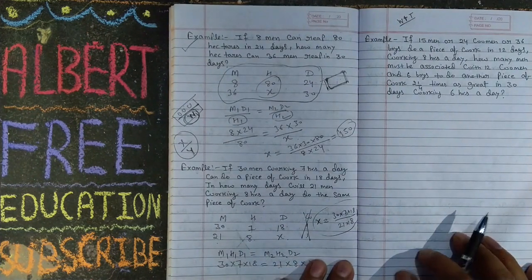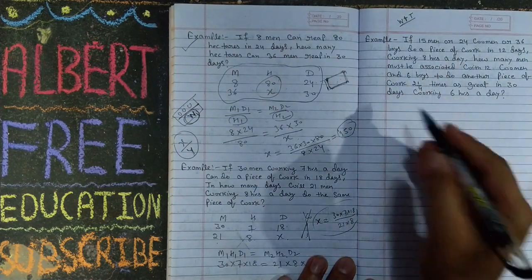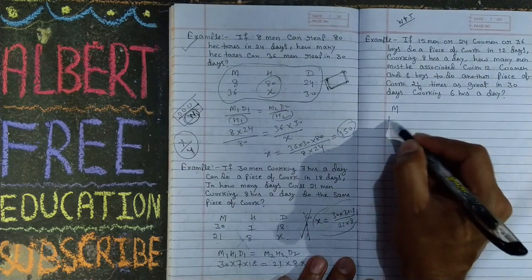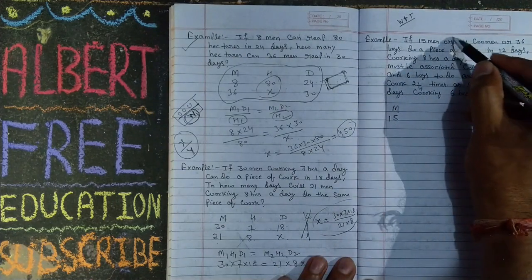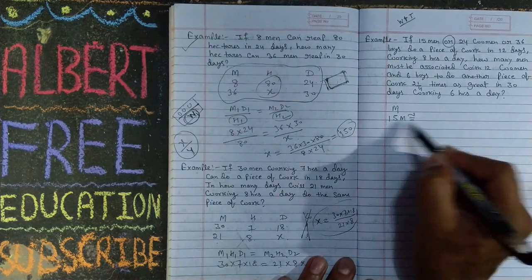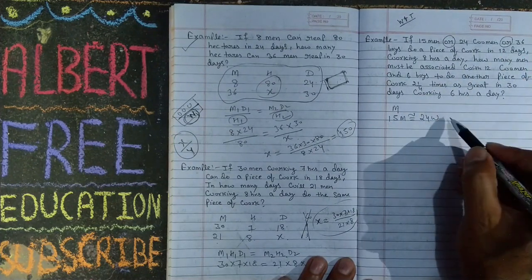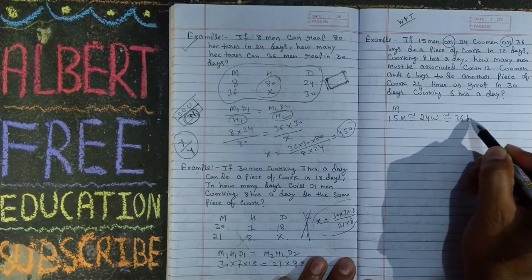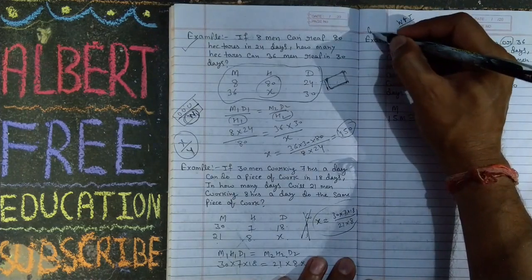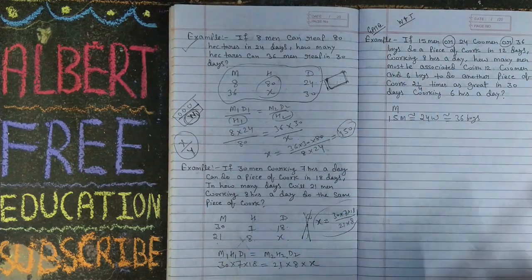Now the next question. In the next question, what he is asking is: if 15 men, again we are writing here M, this is 15, or, he has written or, it means that these 15 men are equivalent to 24 women, and again he has written or, that is equivalent to 36 boys. This is a very important question. It has come in your GATE exam, in UPSC, SSC exam, bank exam, any exam, they ask this type of question. Also in placement.